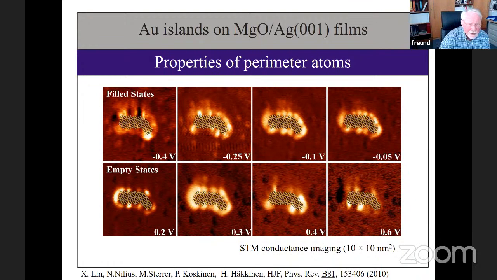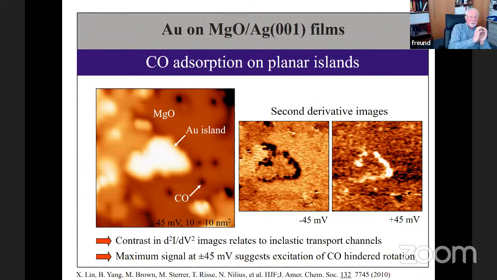Now, if you put a molecule like carbon monoxide onto the surface, you can see individual CO molecules on the support here of the magnesium oxide, in this case grown on a silver single crystal substrate.